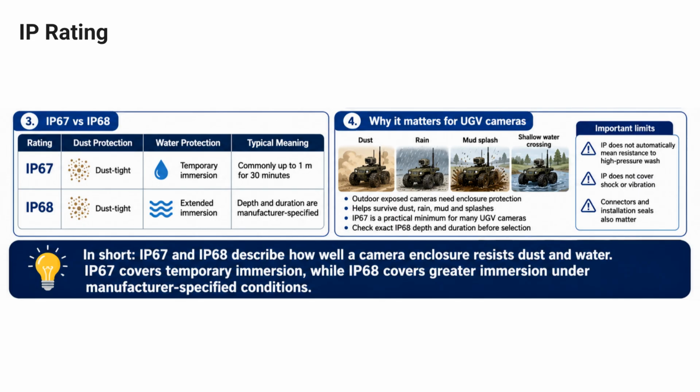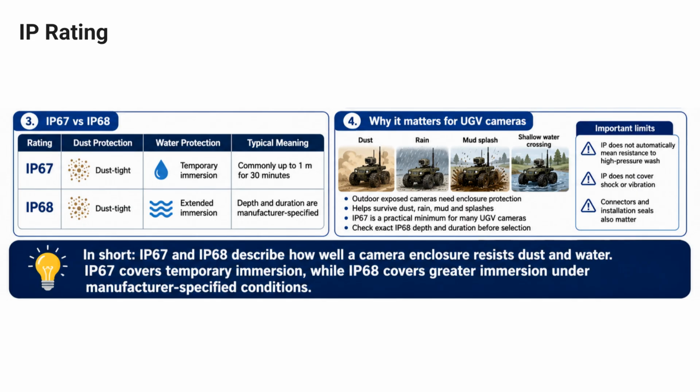Here we compare IP67 and IP68. Both ratings provide complete dust protection, the 6 part is the same. The difference is in water resistance. IP67 generally protects the camera against temporary immersion, commonly up to 1 meter for around 30 minutes. IP68 provides protection for deeper or longer immersion, but the exact depth and duration must be confirmed from the manufacturer, commonly around 1 to 3 meters for 30 to 60 minutes.